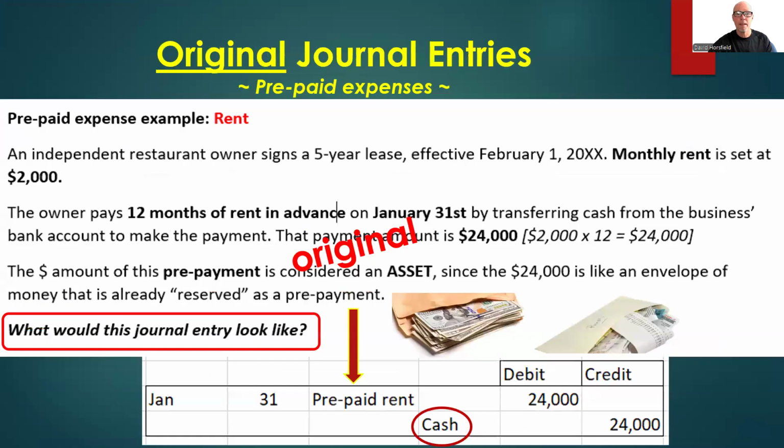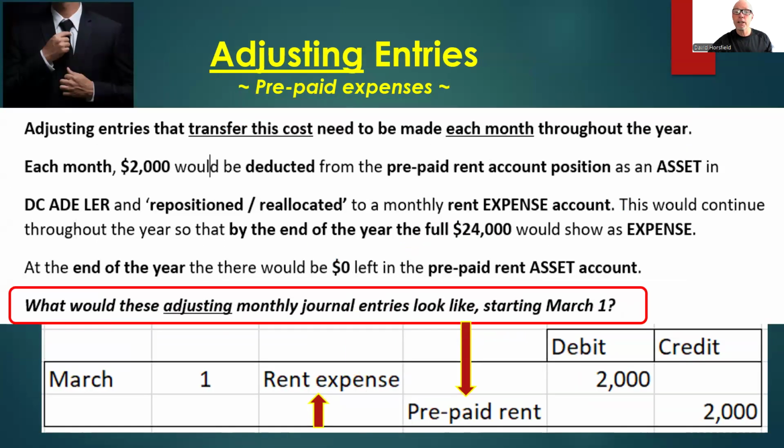Okay, let's go back to the original journal entry and we can see these accounts and watch how they're working. In the original journal entry, this was at the start of the year, on January 31st. We paid, that cash went out. So we credited cash and we debited prepaid rent. This was the original transaction, January 31, when we paid the whole year's worth of rent in advance. Now, on a monthly basis, we're crediting prepaid rent and we're debiting a new account, which is rent expense.